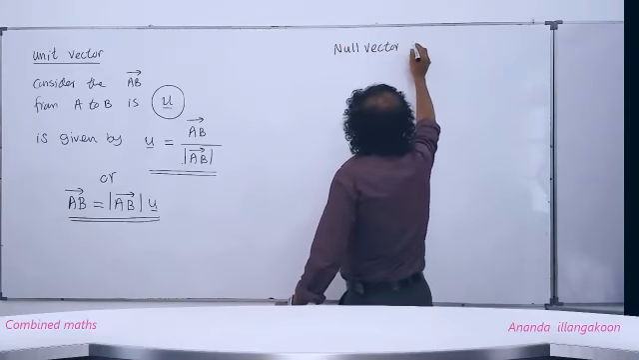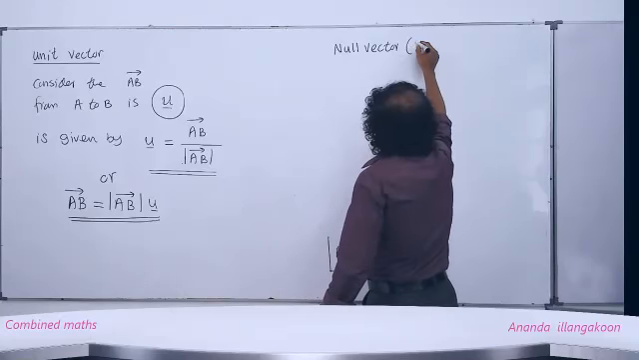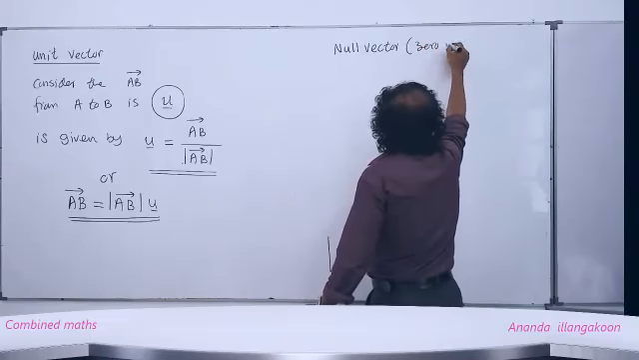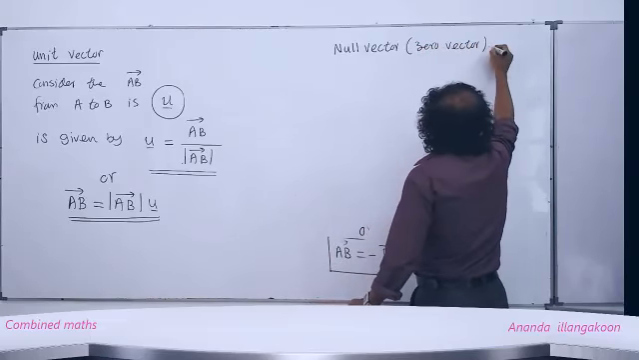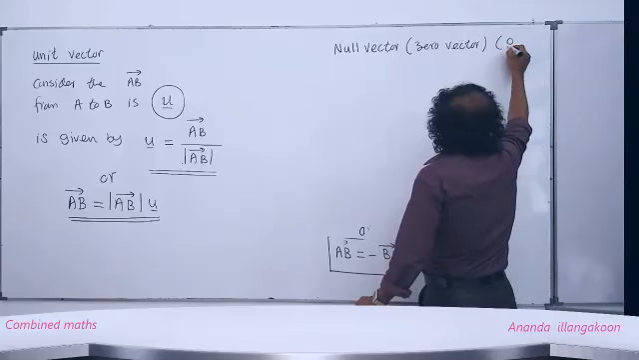Null vector, or sometimes called zero vector. The notation is this: 0, you have to underline it now.